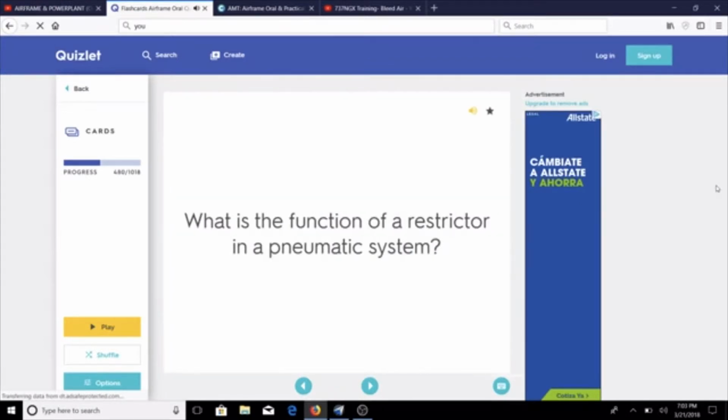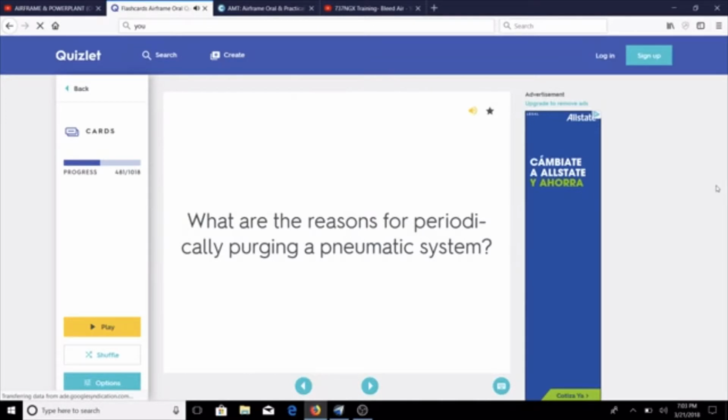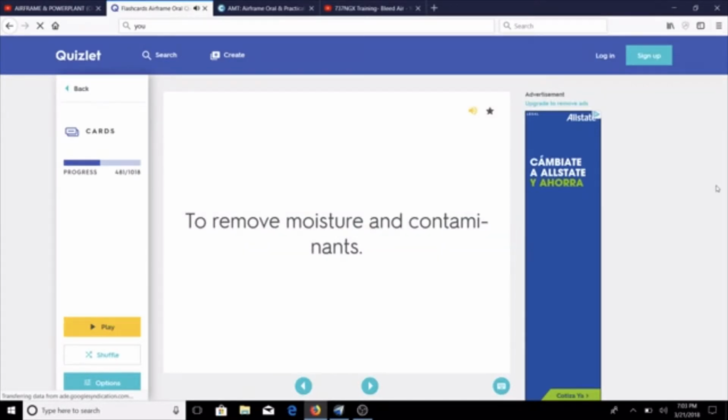What is the function of a restrictor in a pneumatic system? To control the rate of flow of the air. What are the reasons for periodically purging a pneumatic system? To remove moisture and contaminants.